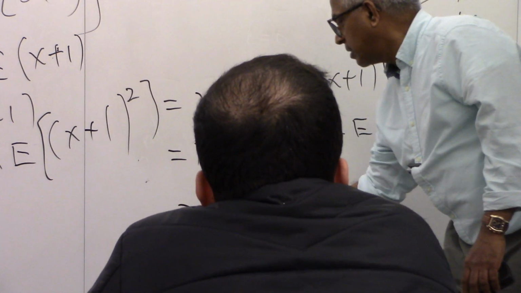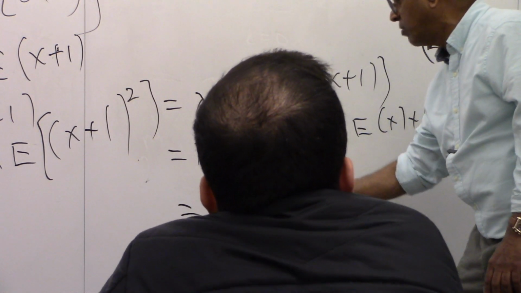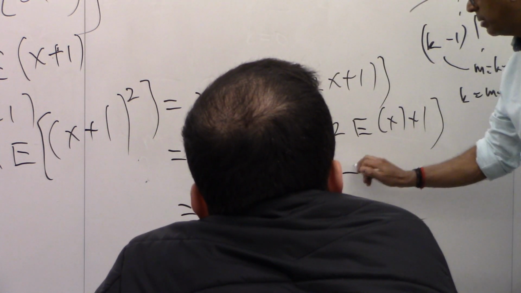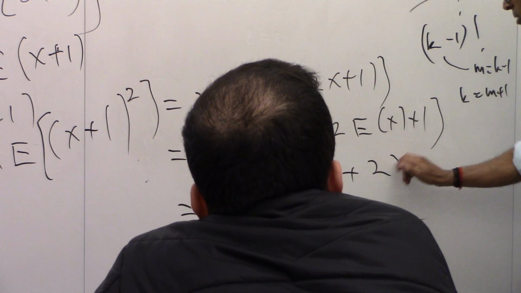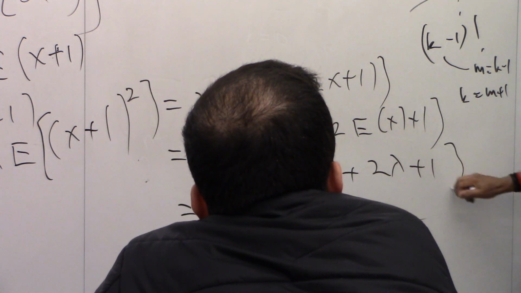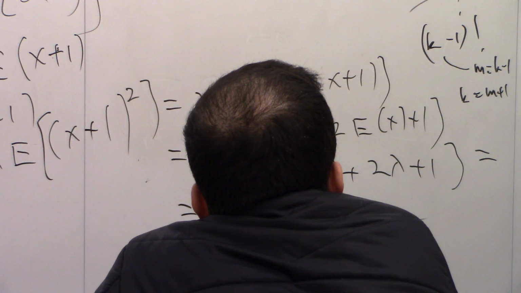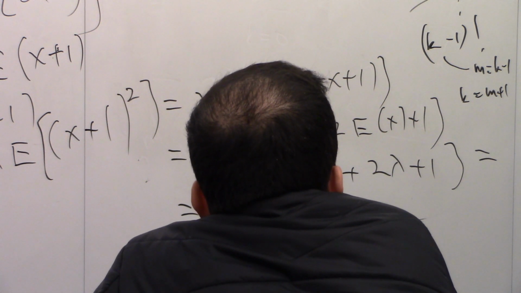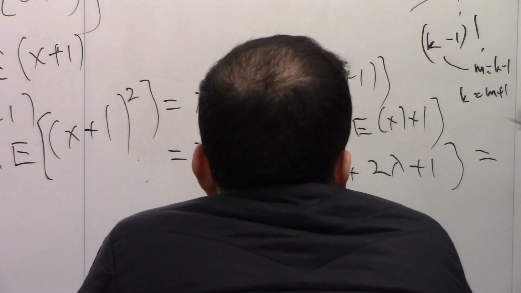We just did this. The expected value of x squared is lambda plus lambda squared. This is 2 lambda plus 1. So this is going to be lambda cubed plus 3 lambda squared plus lambda, etc. So you go home and find the 4th moment, 5th moment, 2 more moments.